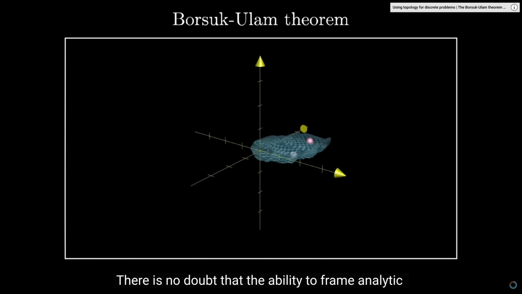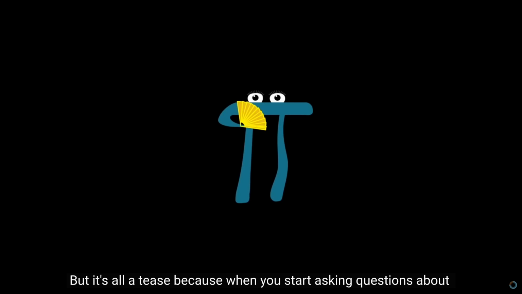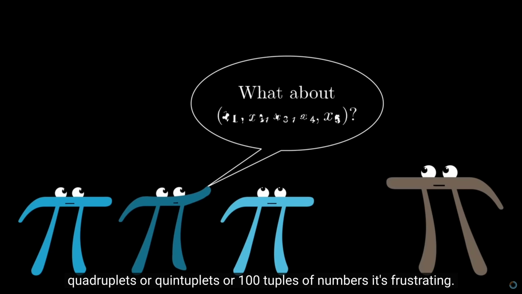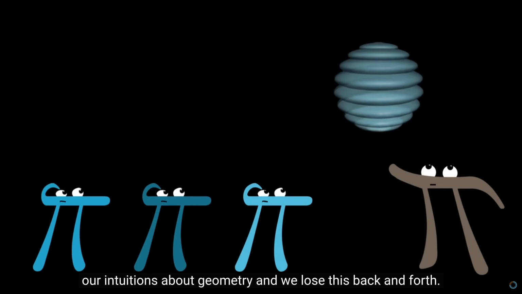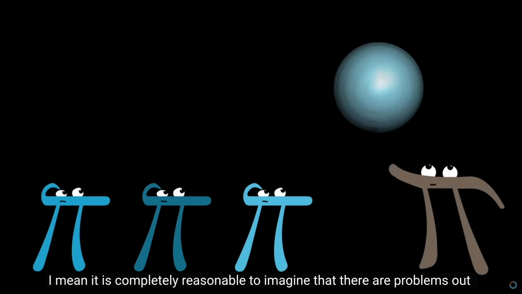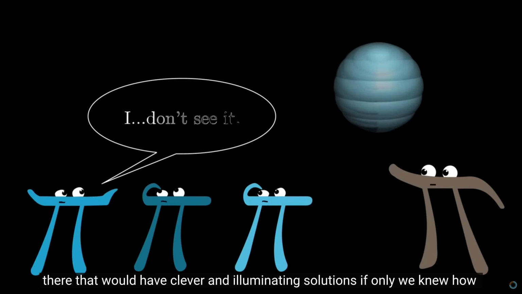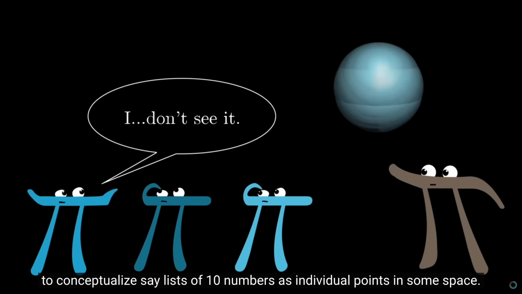There is no doubt that the ability to frame analytic facts geometrically is very useful for math. But it's all a tease, because when you start asking questions about quadruplets or quintuplets or 100 tuples of numbers, it's frustrating. The constraints on our physical space seem to have constrained our intuitions about geometry, and we lose this back and forth. I mean, it is completely reasonable to imagine that there are problems out there that would have clever and illuminating solutions if only we knew how to conceptualize, say, lists of 10 numbers as individual points in some space.